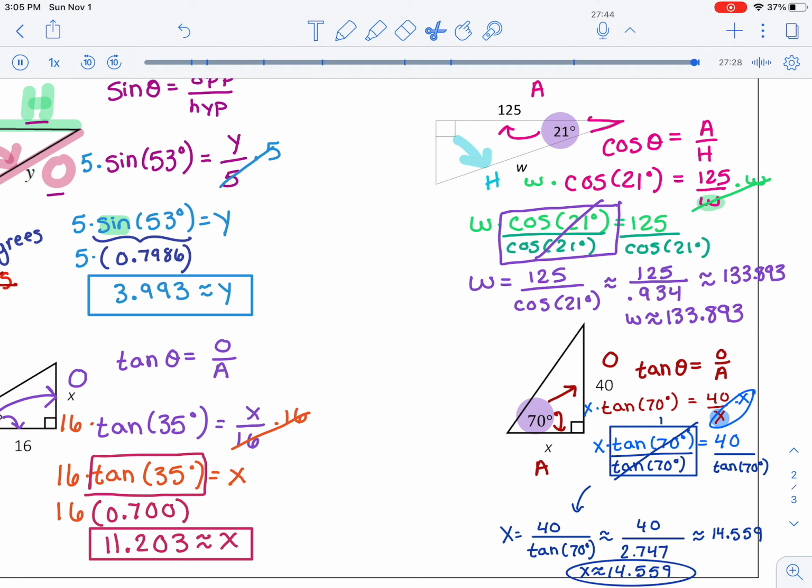And there you guys have it. Finding your missing side lengths in a right triangle when you're given one angle and one side. Work through the practice and let me know where you'd like some help.